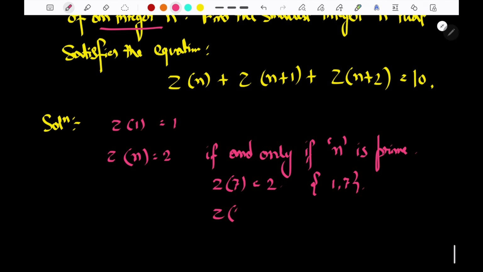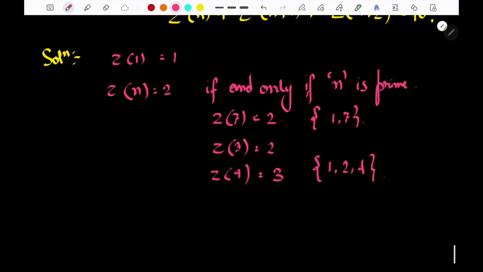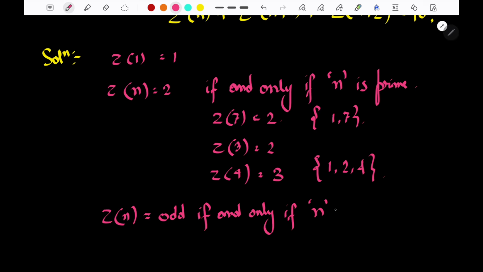If I take any other prime, for example tau of 3, again it will be 2. But tau of 4 will not be equal to 2, because it is a composite number. It has 1, 2 and 4, so this will be 3. There are 3 factors. Done. So tau of n is odd if and only if n is a perfect square. Now you can tell me why.